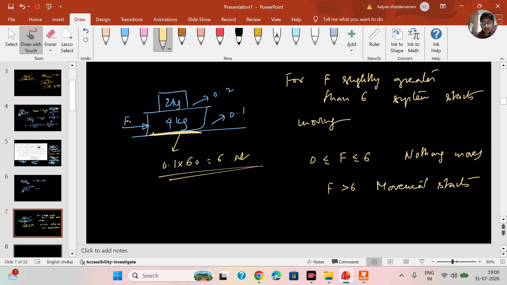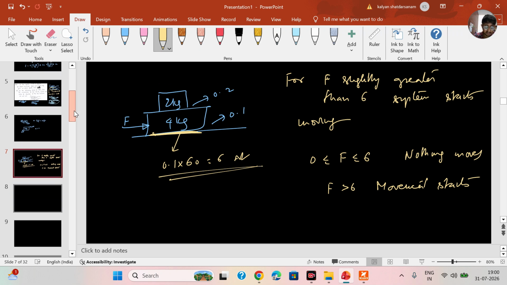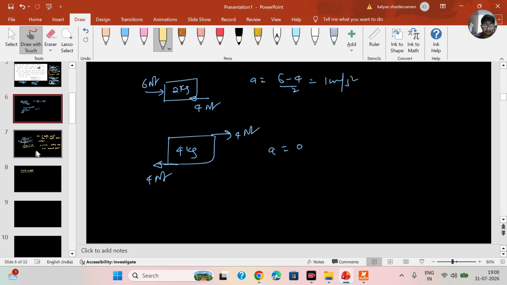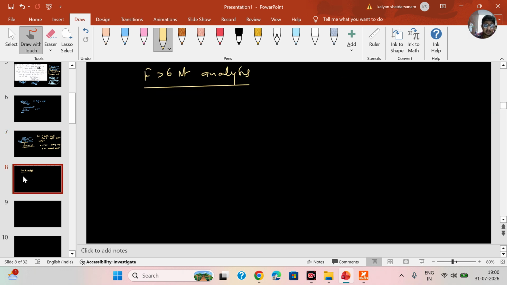Then as you continue to increase the force, somewhere the upper block also starts slipping with respect to the lower. So I want to find where that force is. What is the value of that force? So I am now doing the F greater than 6 Newton analysis. I want to find out at what force the lower and upper blocks start moving separately.